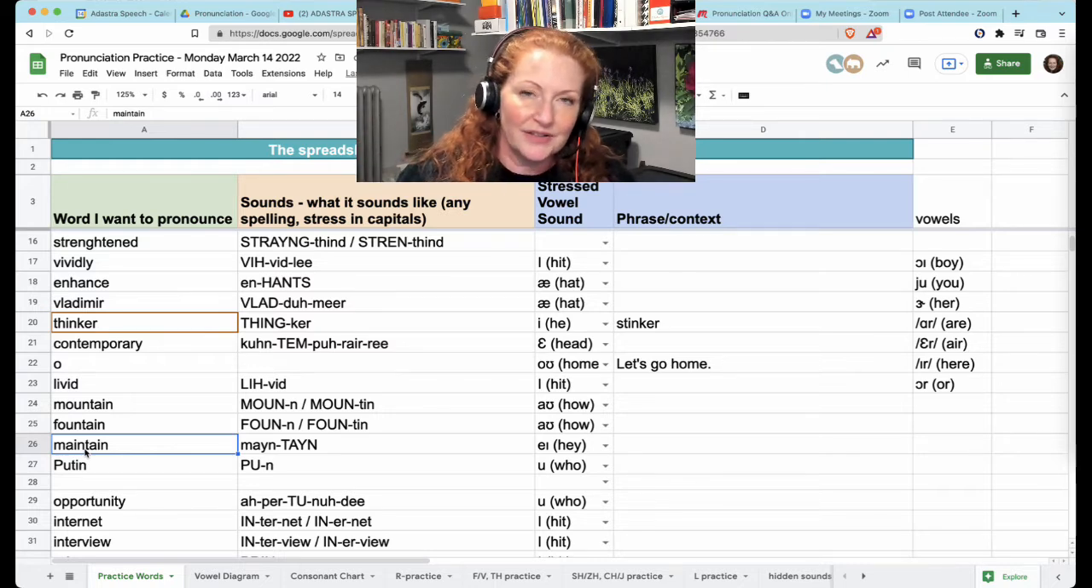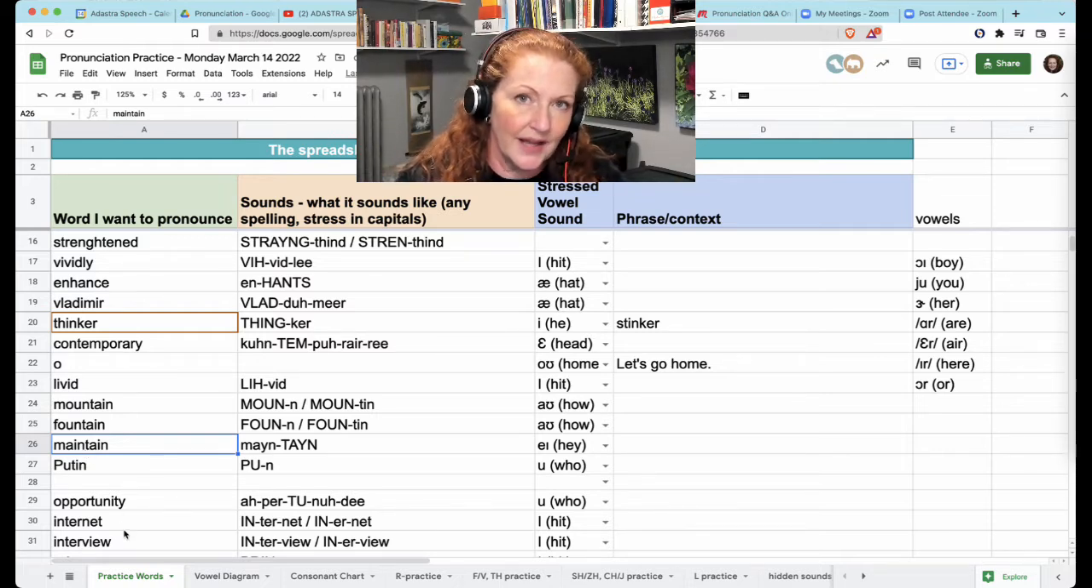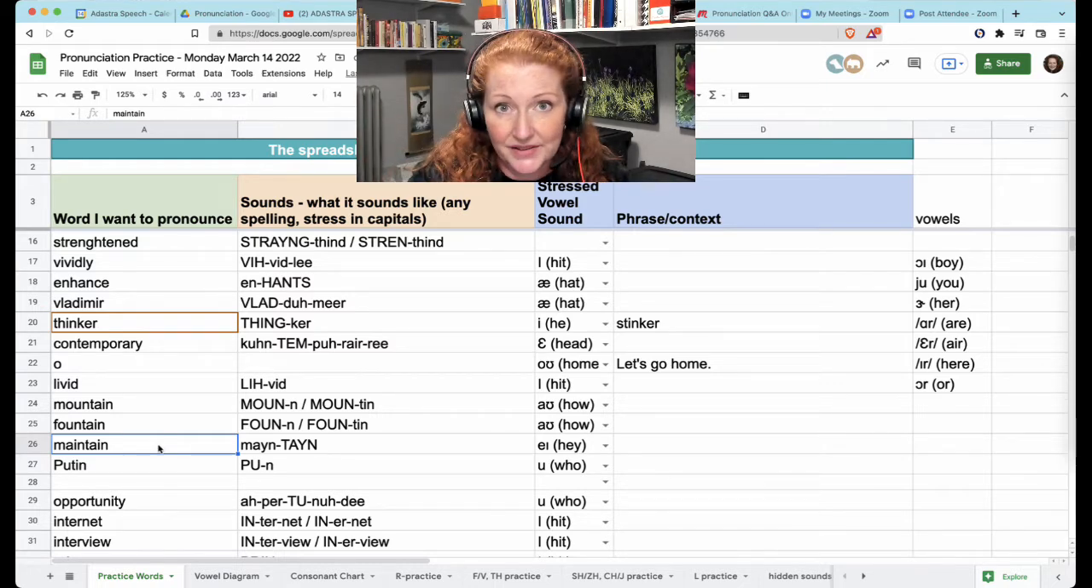So all of the changes that can happen to T, like a T changing to D in water, the T disappearing and making this N noise like fountain, and the T just completely disappearing in internet, all of those can happen if the T is in the unstressed syllable. If it's in the stressed syllable, we have to say it. Maintain. And how do you know if it's in the stressed syllable? Which was a very good question.